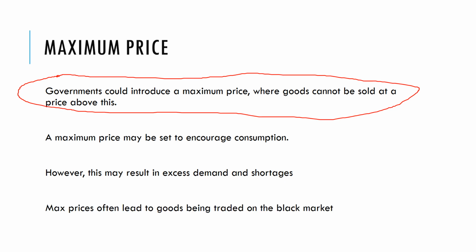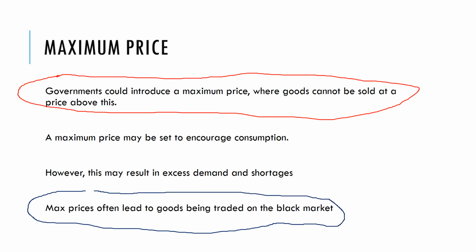Max prices can sometimes lead to goods being traded on the black market, or people find ingenious ways to get around having a maximum price for rent. Like your rent is €1,000, but also you have to give me 2 gold bars.